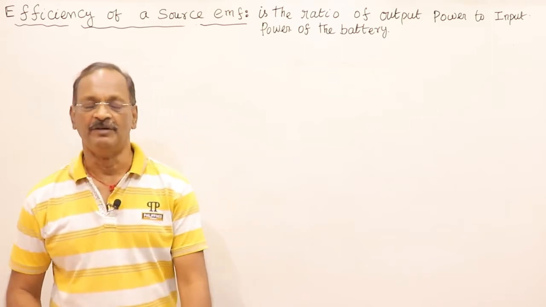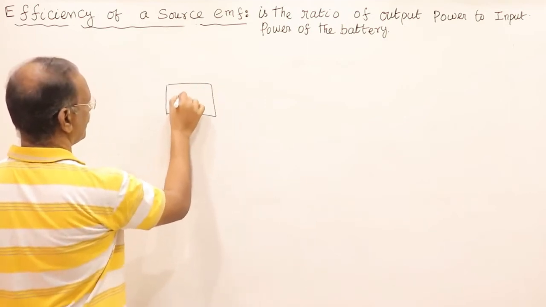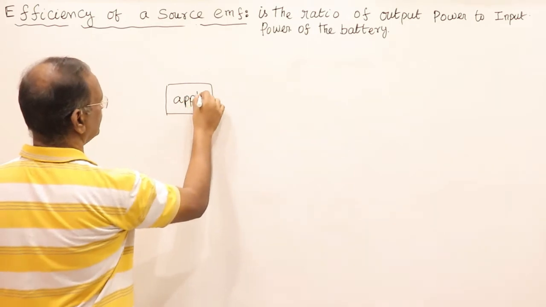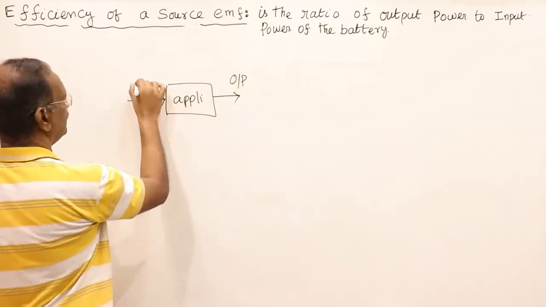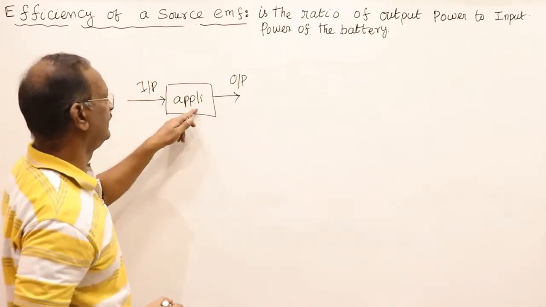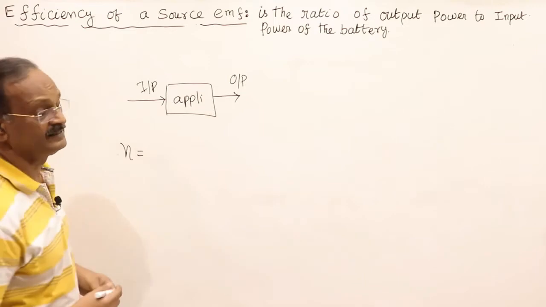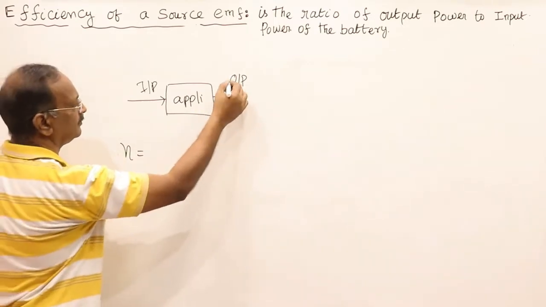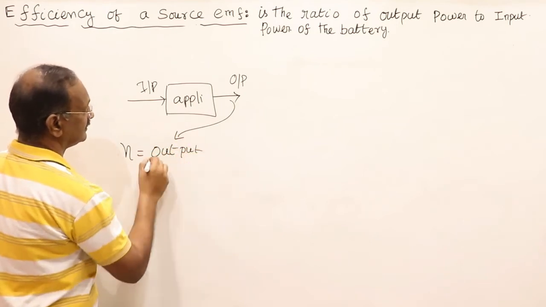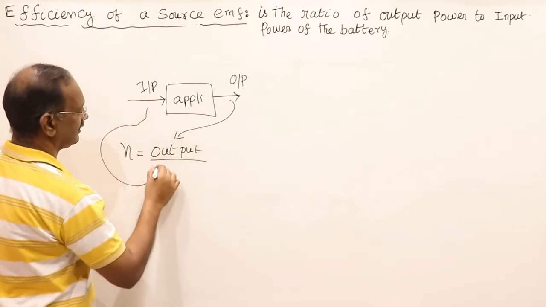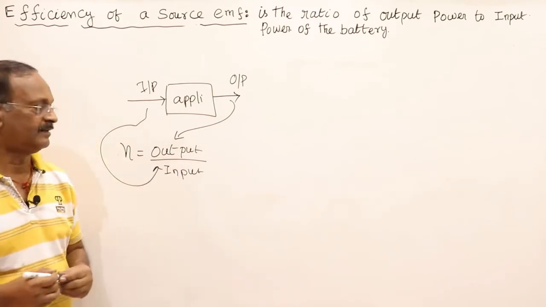Efficiency of a source of EMF. Suppose for any appliance, this is the appliance, and this is output. This is input. We are giving input to the appliance and it is giving output. So efficiency is defined as output in the numerator divided by input at the bottom, because whatever input is given, it needs to be converted into output.